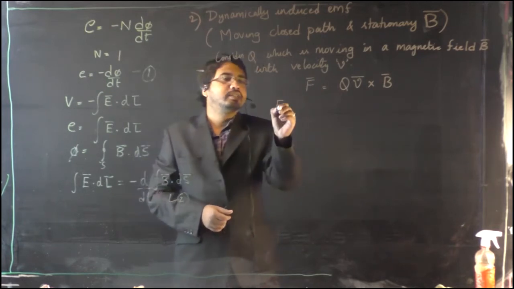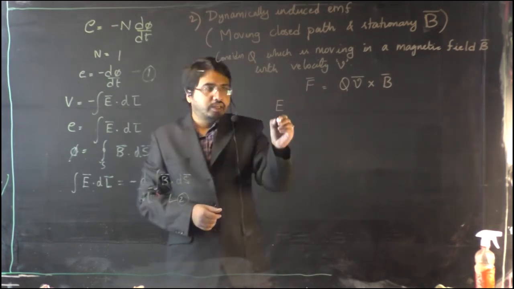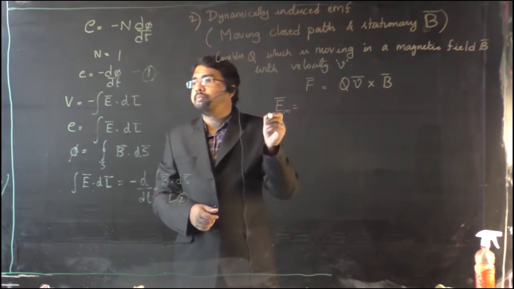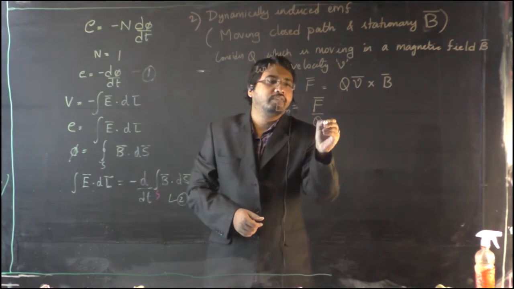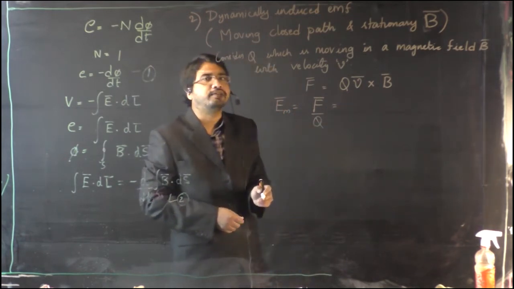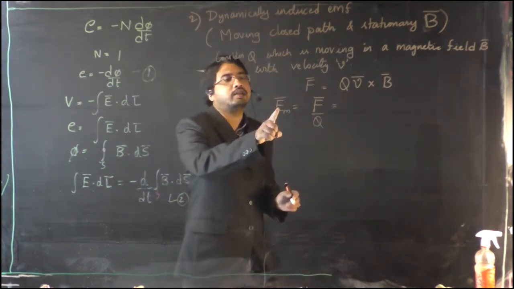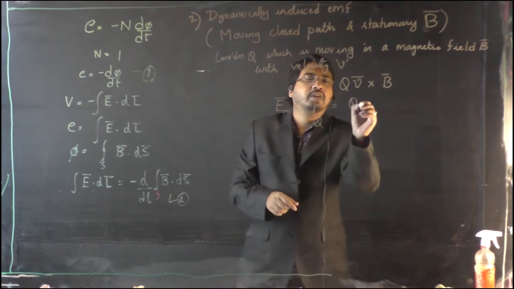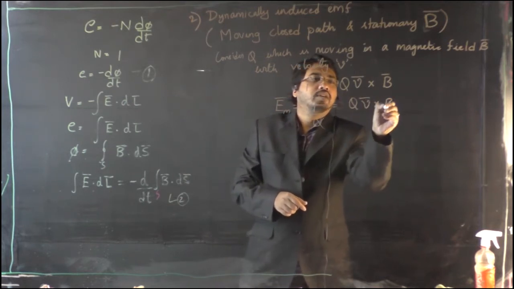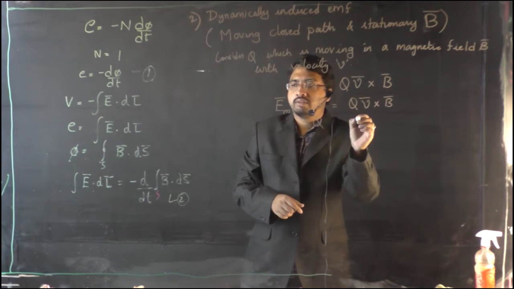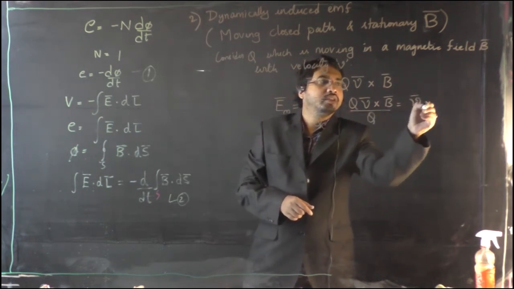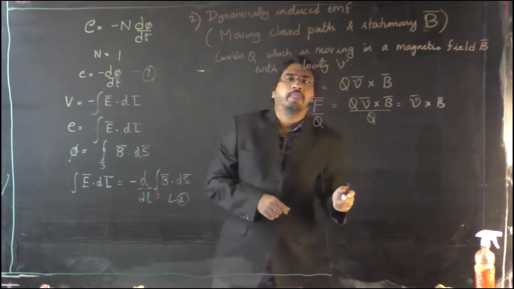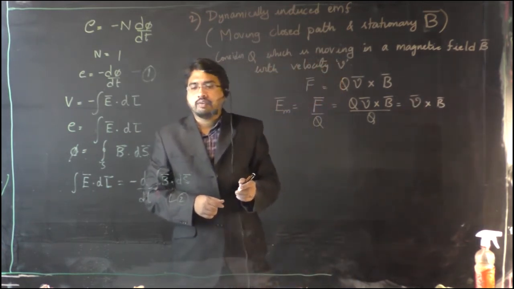Now what is the electric field intensity E? The electric field intensity E is given by F by Q. Already we know this from the first unit. That means Q V bar cross B bar by Q, that is equal to V bar cross B bar. Now what is your equation?